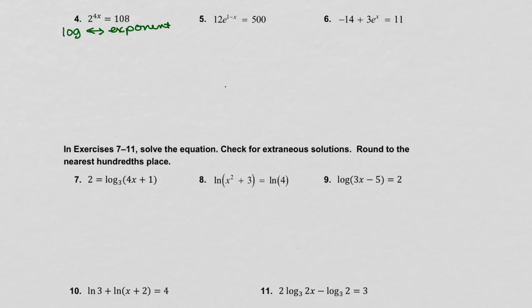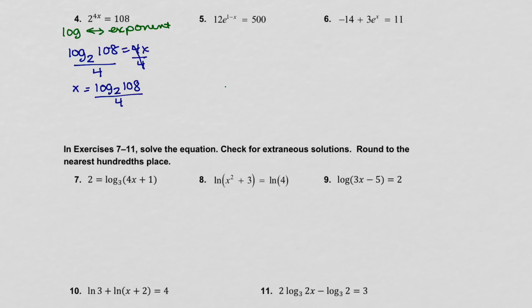So log, my base is 2, 108 equals 4x. Well, x is not alone, so I want to get rid of that. I know that my x is going to be equal to log base 2 of 108, and all of that is divided by 4. So x is alone, I've got a single copy.